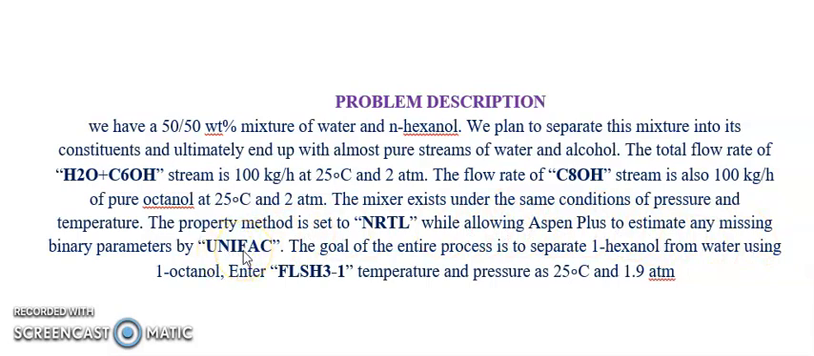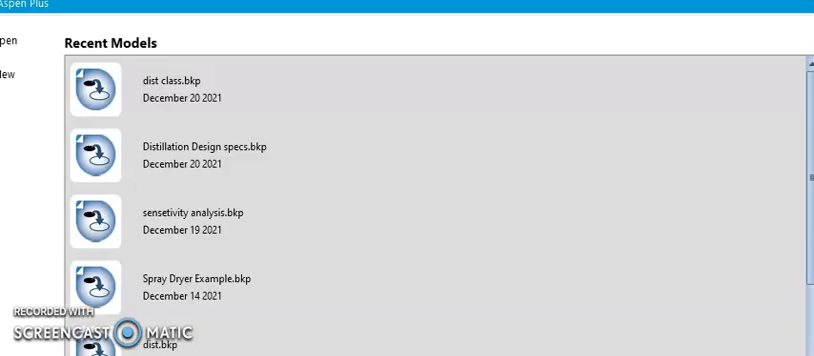The property method we're going to use is NRTL, and we will estimate the missing parameters using UNIFAC. The goal is, as we said, to end up with pure hexanol, water, and octanol. In the flash separator, we use a temperature of 25 and a pressure of 1 atmosphere. Let's continue our Aspen process.